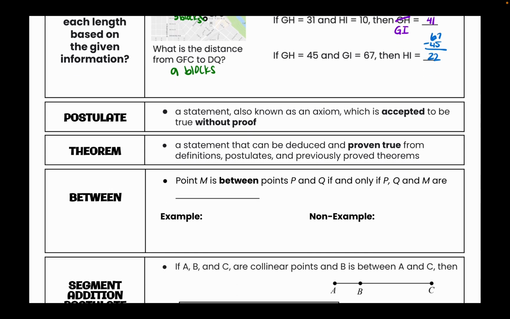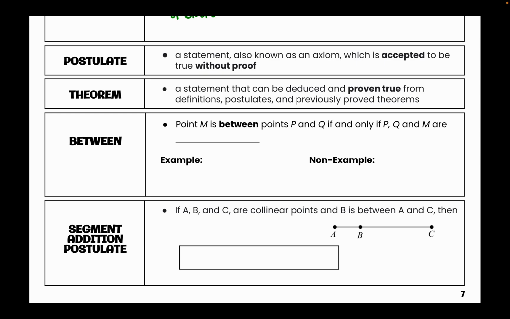So a couple things first before we get to our segment addition. A postulate is a statement also known as an axiom, which is accepted to be true without proof. A theorem is a little bit different, as a statement that can be deduced and proven true from definitions, postulates, and previously proved theorems. So, another thing we need to know is between. M is between points P and Q if and only if P, Q, and M are collinear.